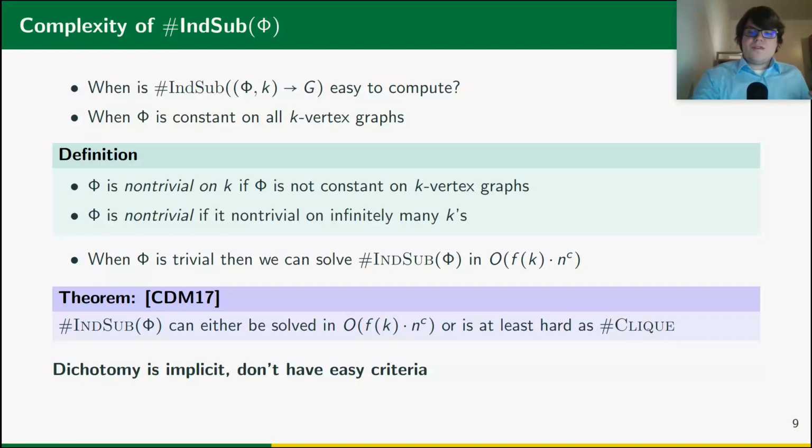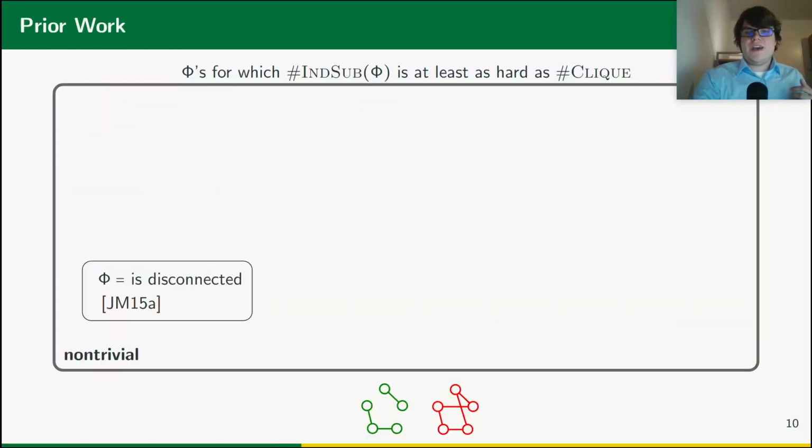And in the following, we would like to know in which case we actually are. This question was quite interesting to a lot of researchers, so this problem has some history. In the first place, people like Jerrum and Meeks tried to answer this question for very specific graph properties phi, and they showed, for example, that if phi is equal to the graph property of being disconnected, then this problem is actually as hard as the clique problem.